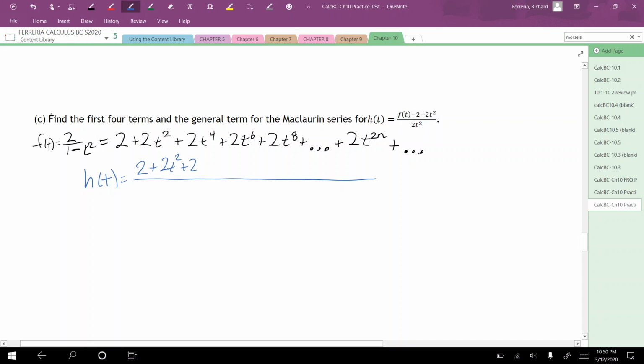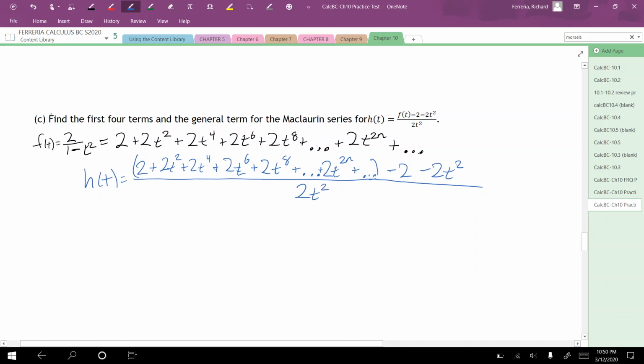Okay, so I'm going to go ahead and write f of t as a series 2 plus 2t squared plus 2t to the 4th plus 2t to the 6th, 2t to the 8th. It does say general term, so I'm contractually obliged to write that 2t to the 2n plus dot dot dot. So there's my f of t. I see my fraction bar is not long enough. Now I'm going to minus 2 and I'm going to minus a 2t squared and shove that whole thing over a 2t squared. There we go.